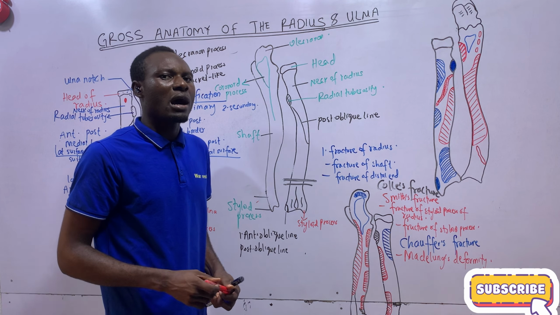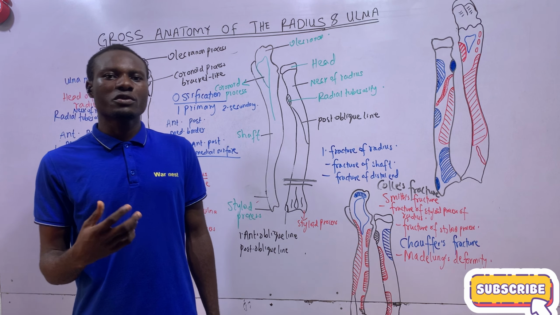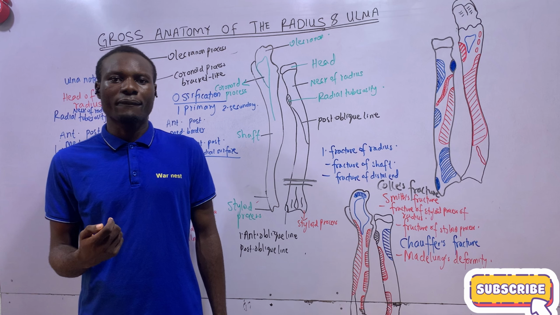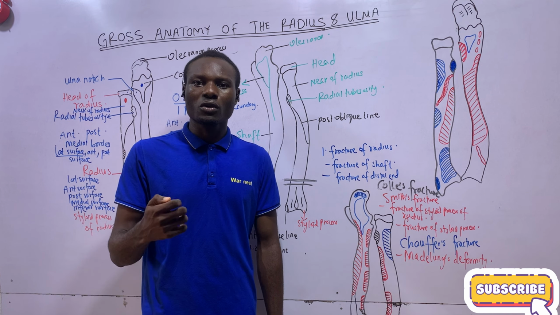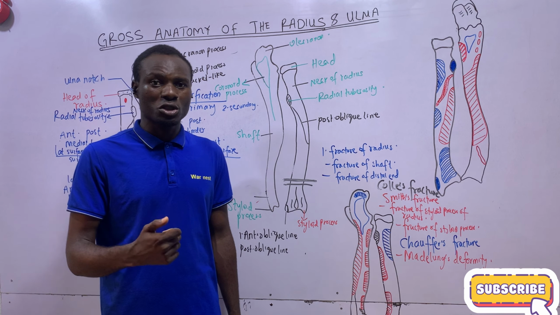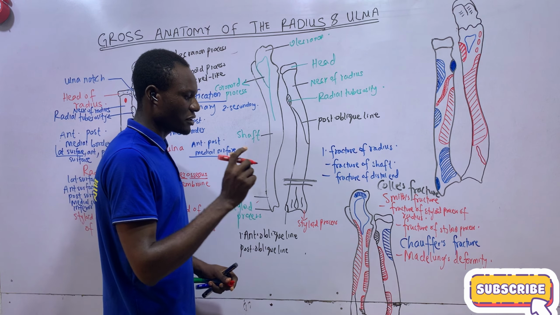Alright, still on the styloid process of the radius. We can actually palpate the pulsation of an artery known as the radial artery. You can palpate the radial artery against the distal shaft of the radius, close to the styloid process. That pulsation you feel there is the pulsation of the radial artery, and it's very important in clinical practice. That is another clinical correlate.